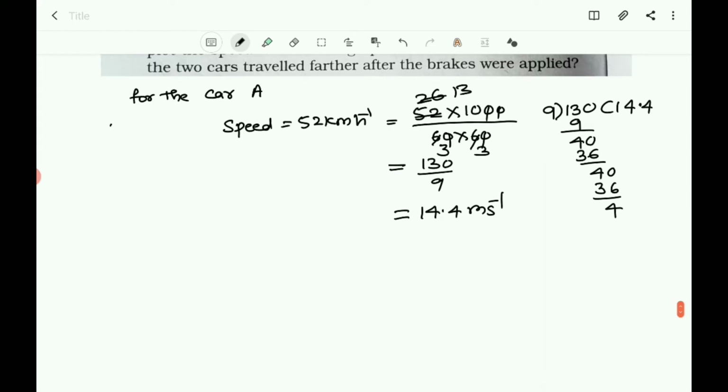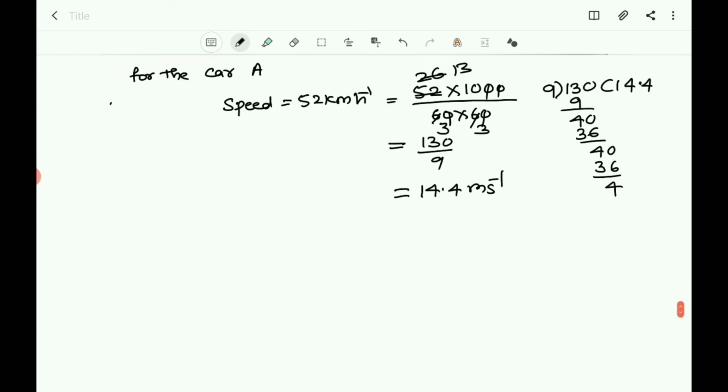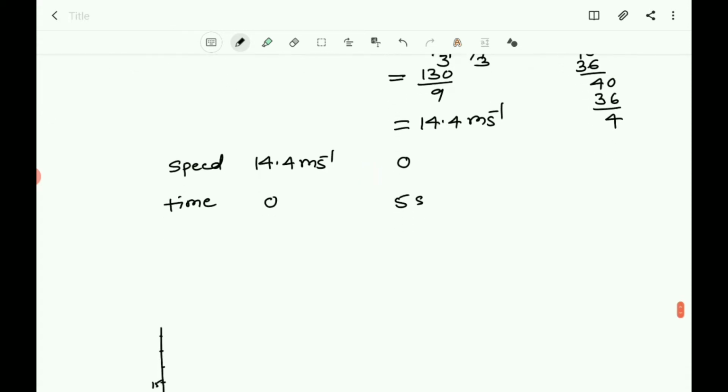Then here you take the time and speed. At the time 0, the speed was 14.4 ms to the power of minus 1. And when the brakes are applied, it comes to rest after 5 seconds. So that is for the first car.